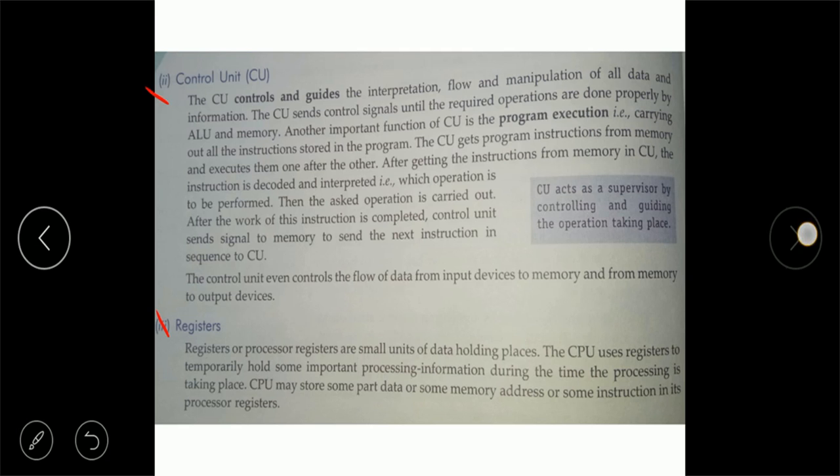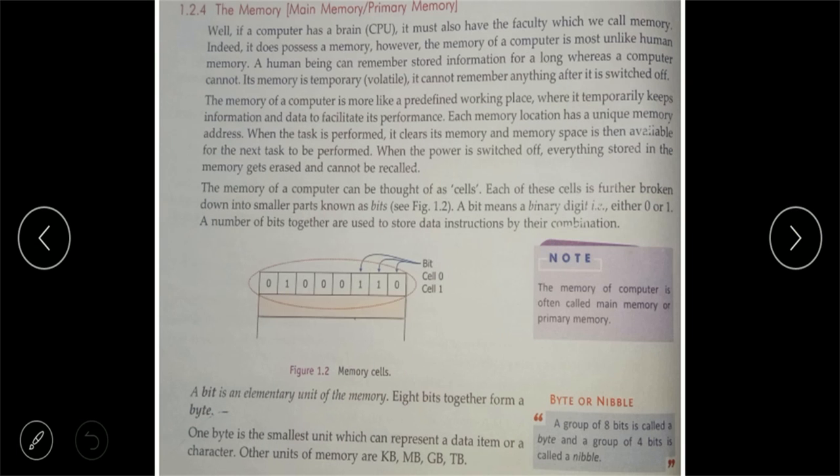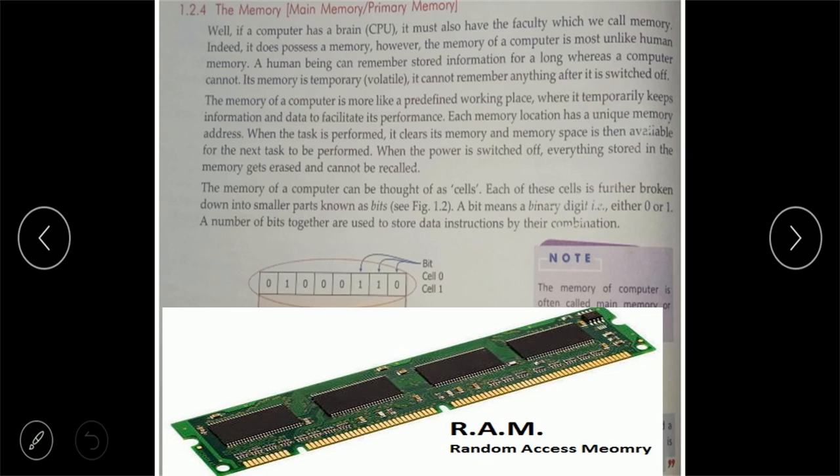Next, the memory. Memory is very important because any input you give is first stored in the memory, and after that it goes for processing, and after processing it again comes to memory, then goes for the output. That's why here we mainly talk about the main memory, that is primary memory.